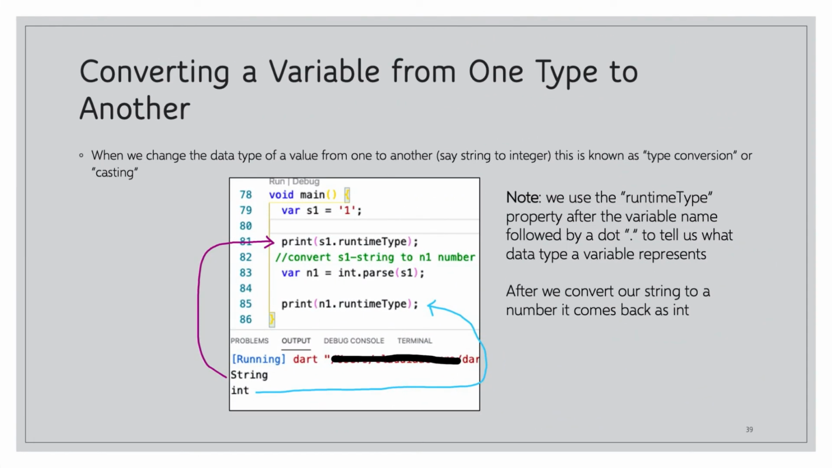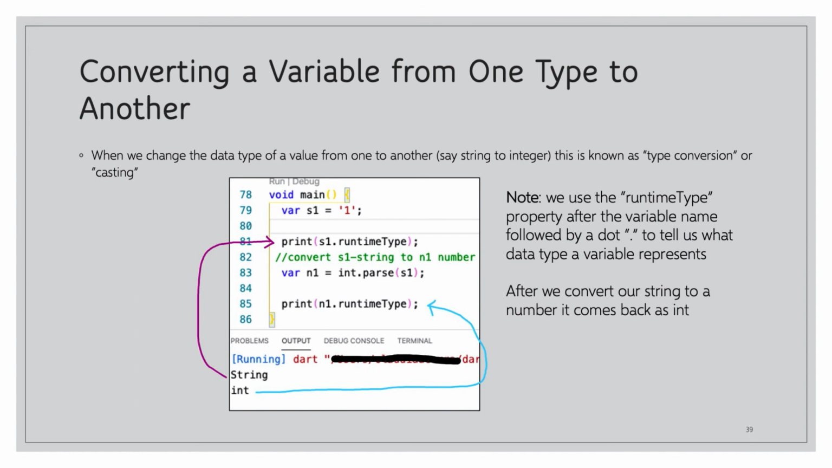Sometimes when we're coding, we have the need to convert one data type, say a string, to an integer, or an integer into a string. When we change the data type of a value from one to another, this is known as type conversion or casting. Note right here, we use a runtimeType property after the variable name followed by a dot to tell us what the data type is for that variable.